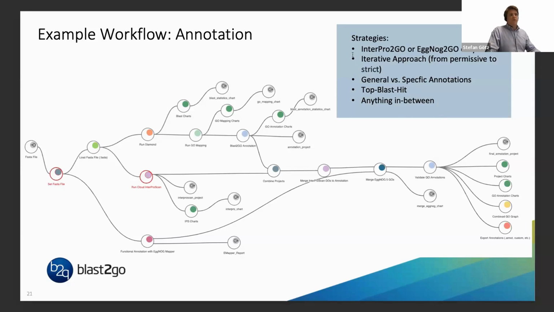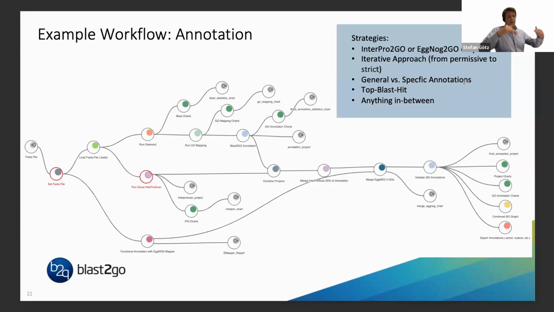So you can go and do an iterative approach. Go for one type of analysis first, annotate the first part of my data set, and then add additional information to the sequences which are left over. And then I can go from a strict to a very permissive annotation. That means my coverage, so how many sequences of my dataset are annotated, changes.